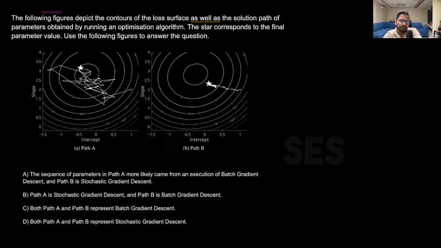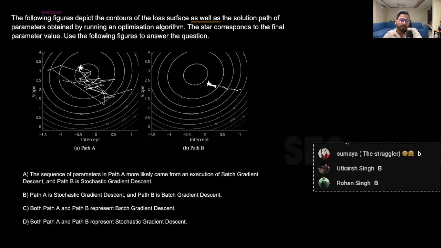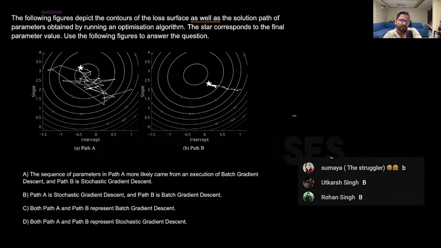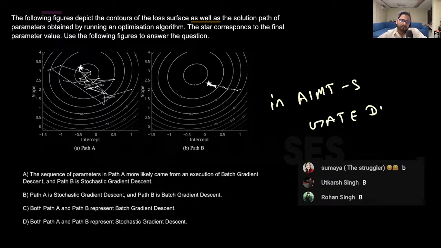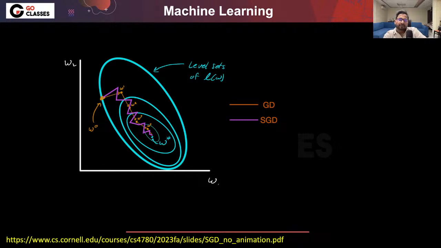So it was an easy question only. It was in today's AIMT. This question we asked in today's AIMT, and it is an easy question after this explanation, right? So in AIMT 5 GATE DA, we asked this question. Now let's just move to the next slide.